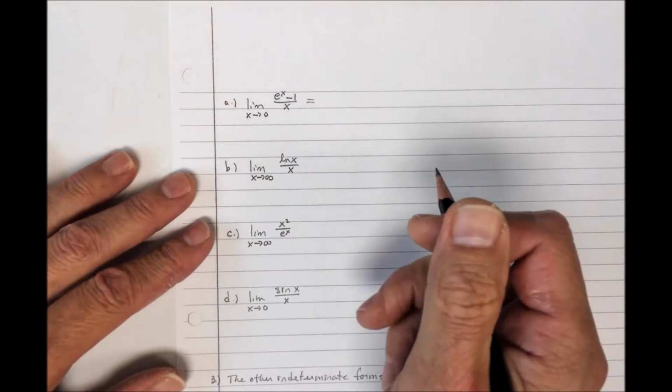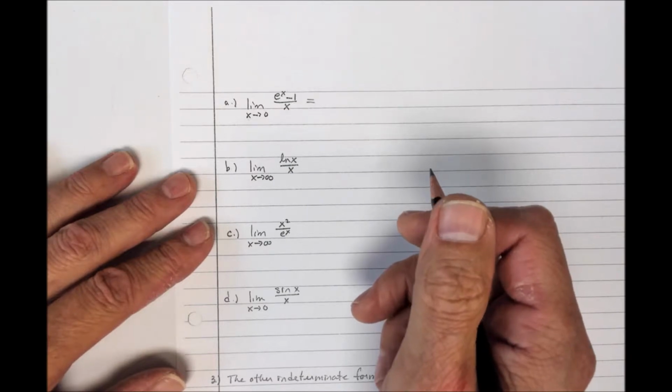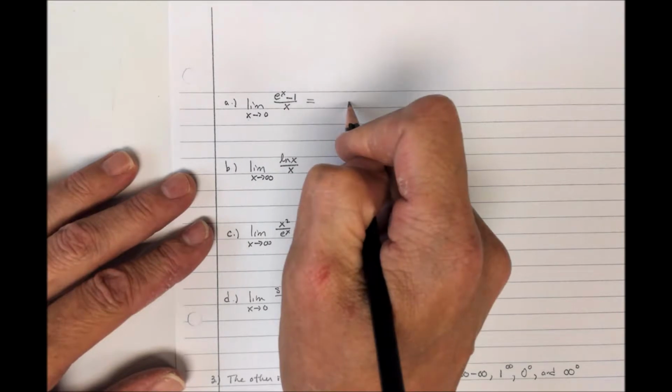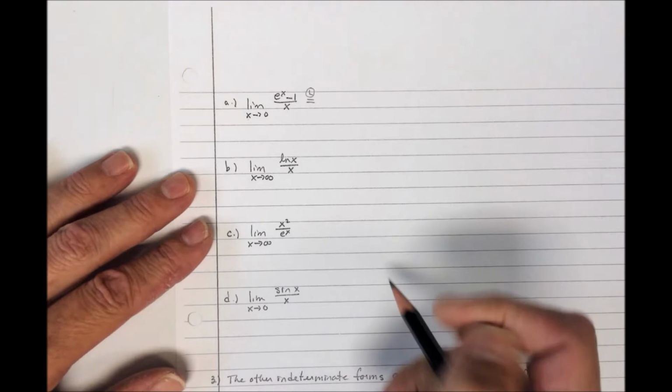Now, this is my notation. This is not standard notation. I wouldn't use this on the AP test, but to show that you're going from this step and you're going to apply L'Hopital's rule, put a little capital L with a circle above the equal sign. So that tells me you're applying L'Hopital's.